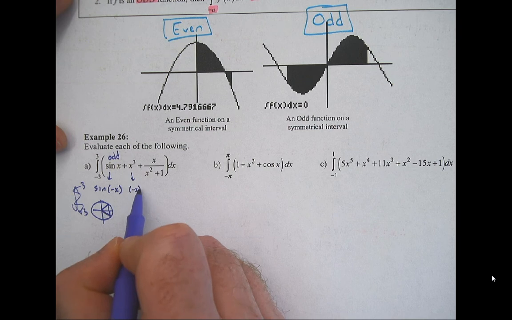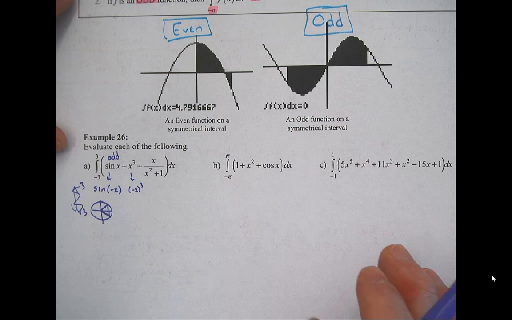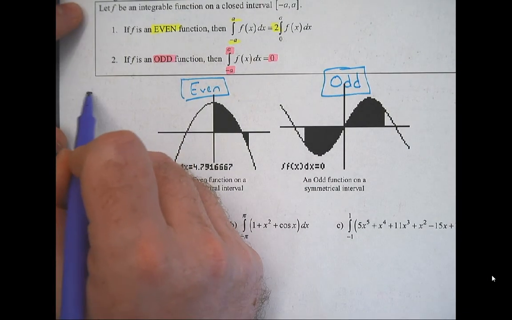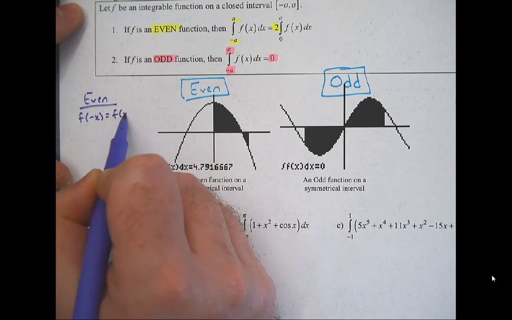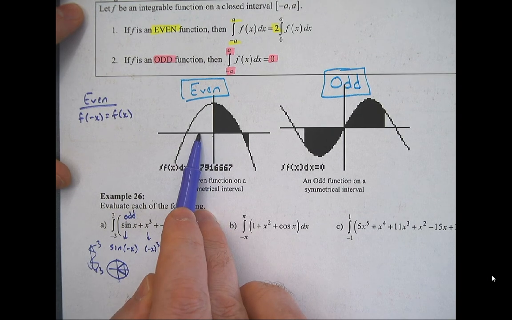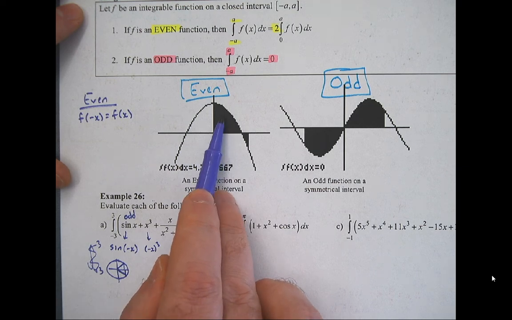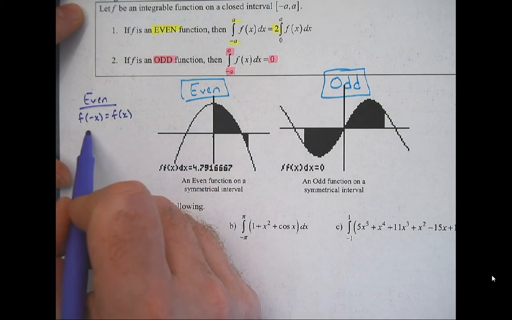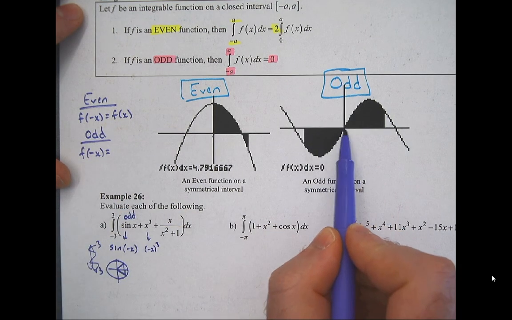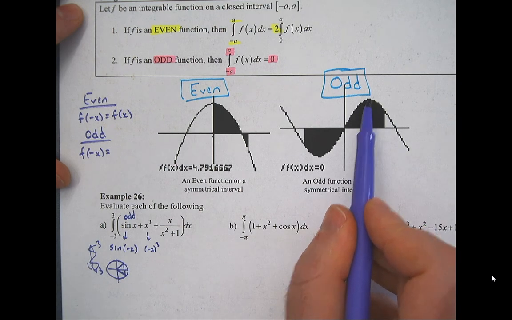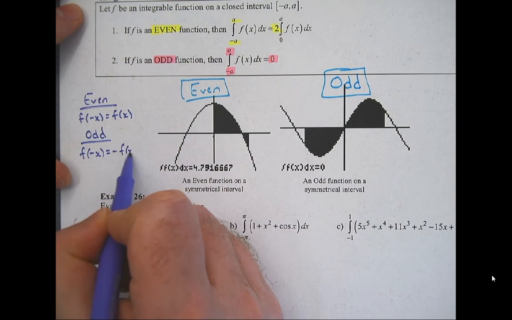I plug in negative x. Negative x cubed is negative x cubed. So I'm sorry, I didn't explain that very well. For an even function, f of negative x is equal to f of x. So if I go over here to negative 2, I'd go up to 4. If I go over here to positive 2, I would go up to 4. An odd function, I'm going to do the same thing with a negative. So now when I go over to, let's say, 2, and it takes me up to 7, when I go to negative 2, where does it take me? Down to negative 7. In other words, it changes the sign.